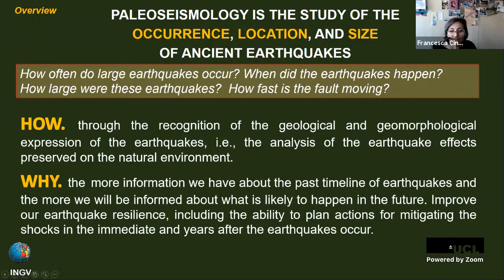So why is it important to do this? Because the more information we have about the past timeline of earthquakes, the more we'll be informed about what is going to happen in the future, and also it improves our ability to plan actions for mitigating the shocks, both in the immediate aftermath of the earthquake, but also years after the earthquakes occur.